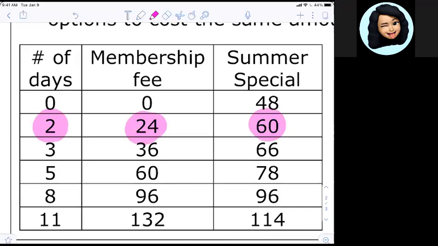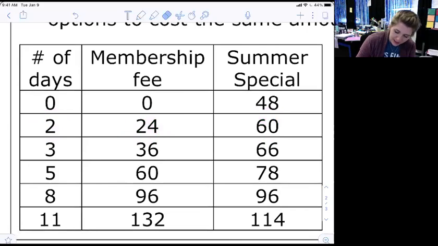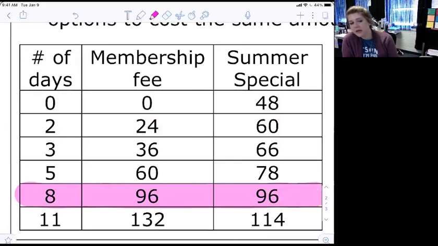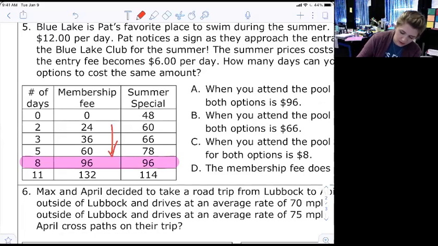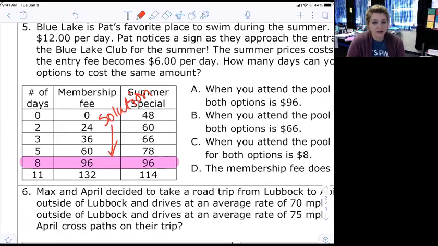It's 8 because there's 96. Yes, perfect. Everybody grab your highlighter. Anytime you're finding a system on a table, I want you to look for where they have the same point. So grab your highlighter and I want you to highlight right there. Does everybody see how they both have an 8 and they both have a 96? This is going to be where your solution is. Again, I didn't read anything. I just looked at my table and found where they had the same point.